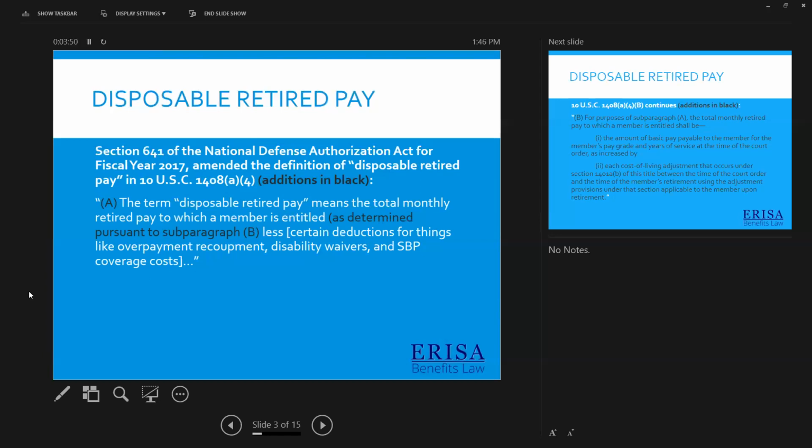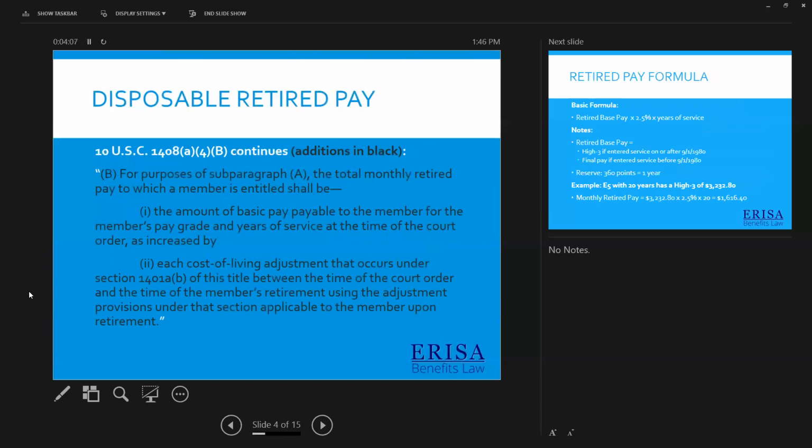The key thing is that the amendment said, when it comes to determining retired pay to which a member is entitled, that's going to be determined pursuant to the new subparagraph B that was added, which is the next slide. So what the amendment does is it says, when you're determining total monthly retired pay to which the member is entitled, which is what we're trying to divide, you take the amount of basic pay payable to the member for their pay grade and years of service at the time of the court order, and then you increase it by cost of living adjustments that occur after the court order.